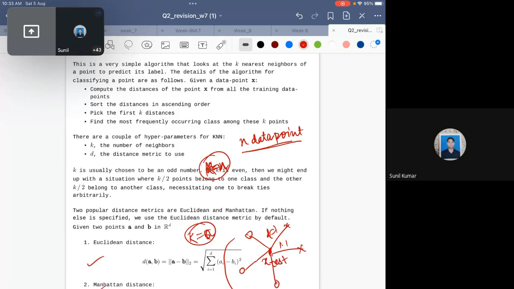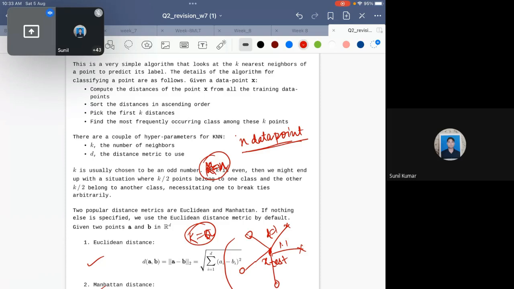Yeah, loss will be 0. See, each data point would be taking the cluster. So in the starting, what will happen is it will overfit. See, how does it happen?